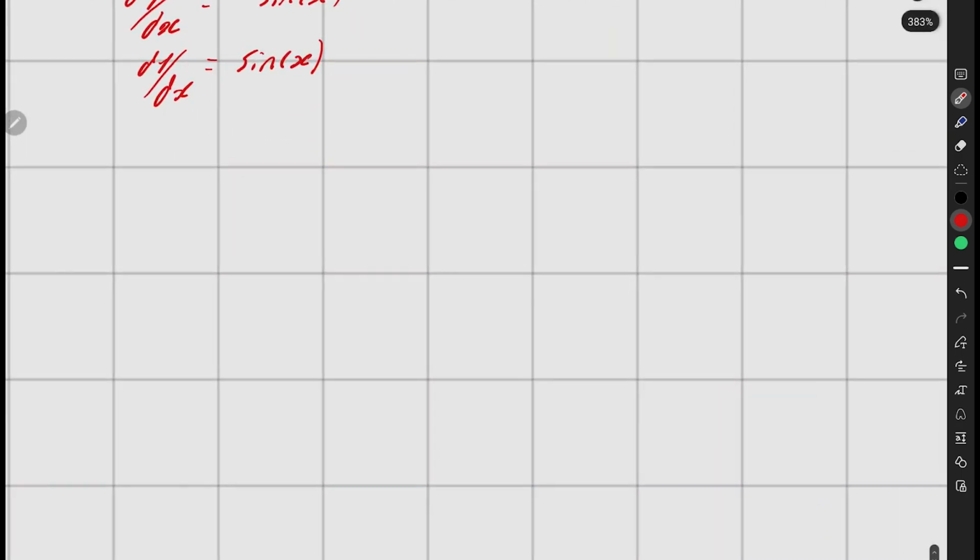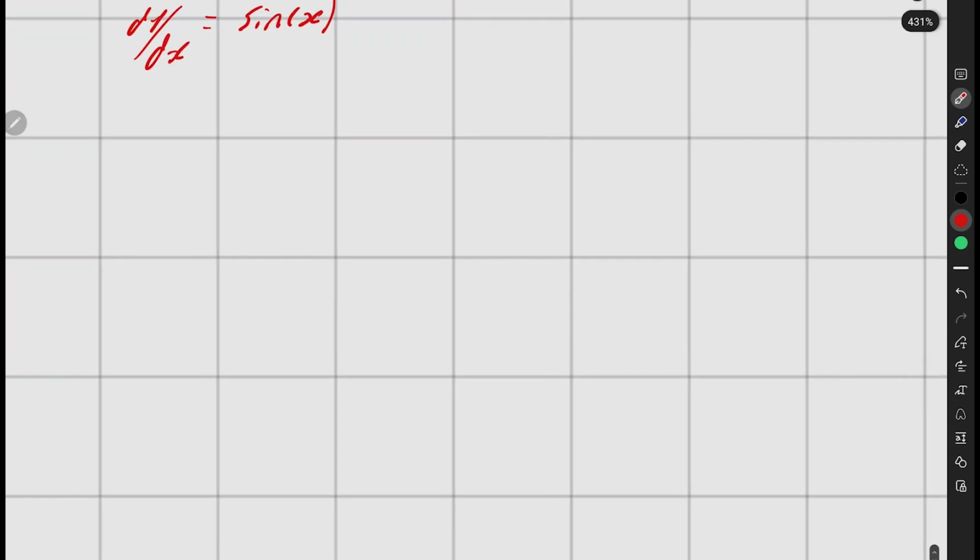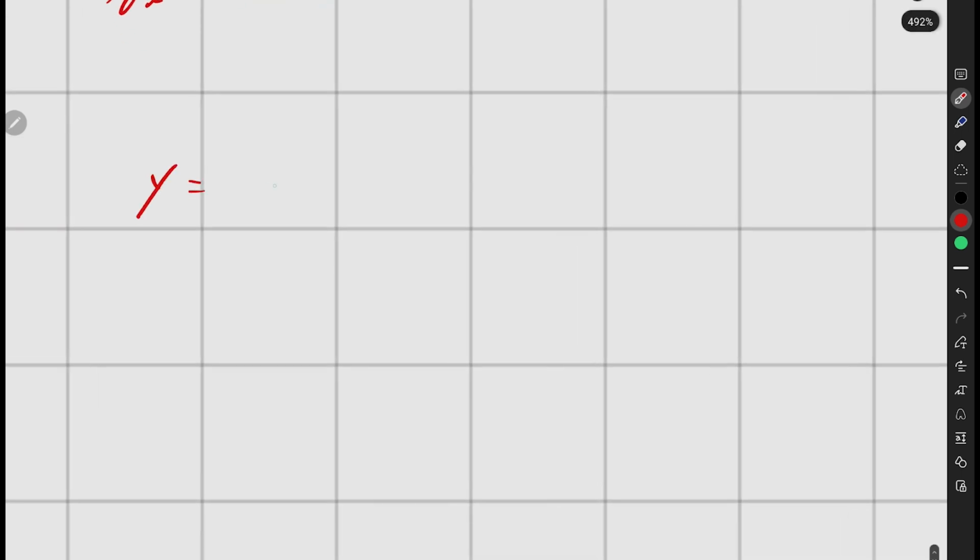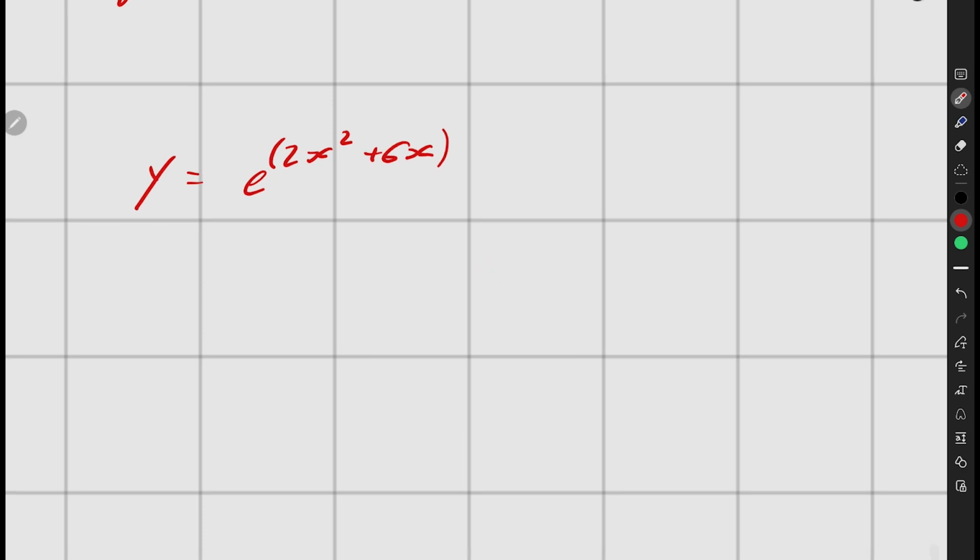Let's move on to an exponential, and I'll cover what we do when we have an exponential function that's not just to the power of x. Let's say we were given y equals e to the power of 2x squared plus 6x. When you're differentiating these, I'll explain what the rule is. It's very simple, and you just need to know the process and how to apply it. So let's go over this.